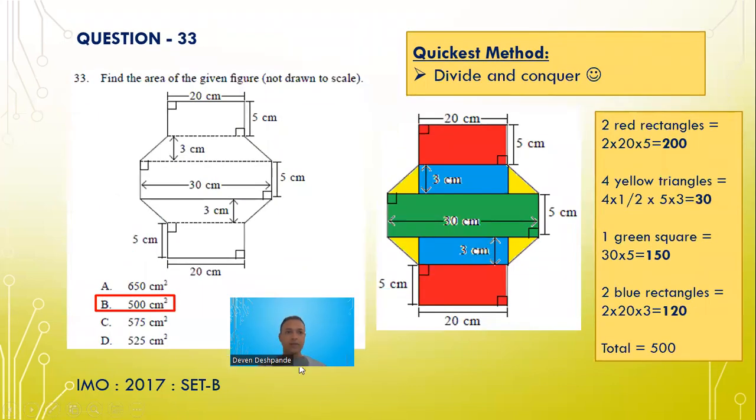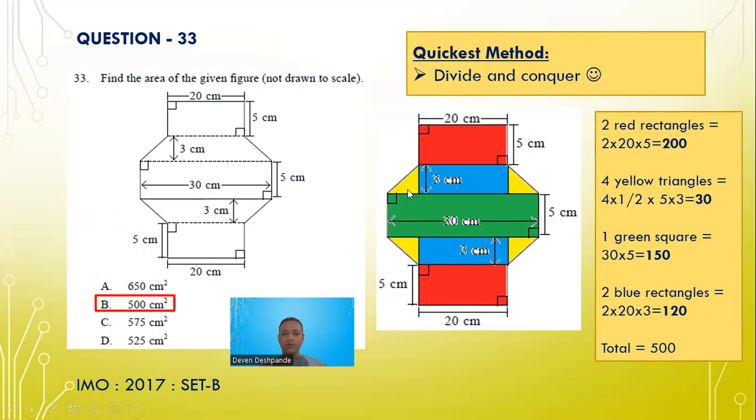Okay, next one. Find the area of the given figure. Again, in questions like this, you have to divide and conquer, isn't it? So, 2 red rectangles. What are the areas of the 2 red rectangles? 20 into 5 into 2. This is one red rectangle, another red rectangle. So 2 into 20 into 5, which is 200. 4 yellow triangles, isn't it? And if this is 20 and this is 30, then this will be 5, isn't it?